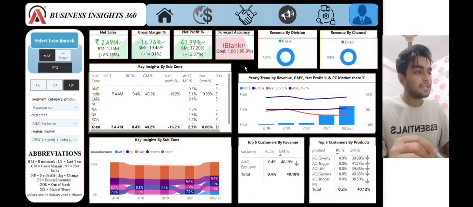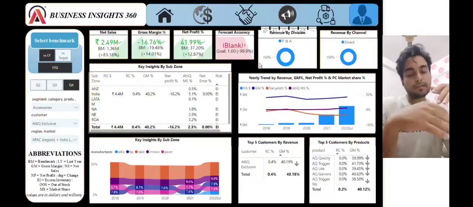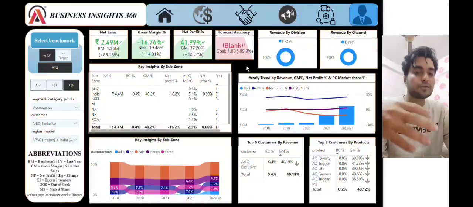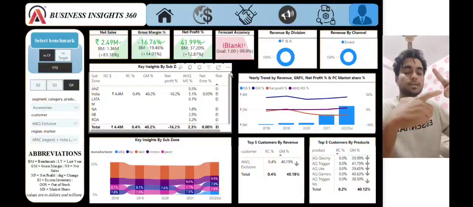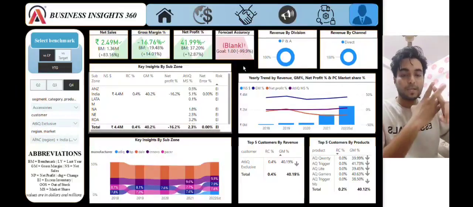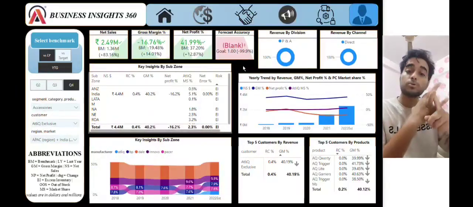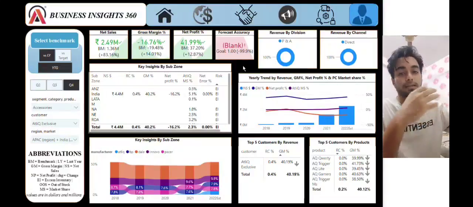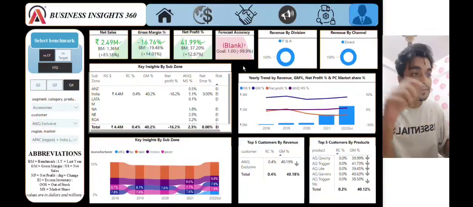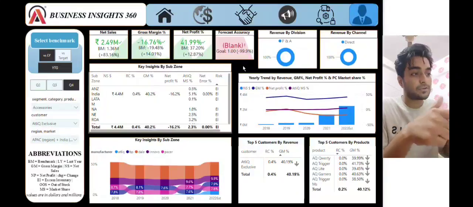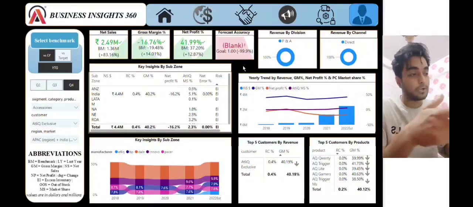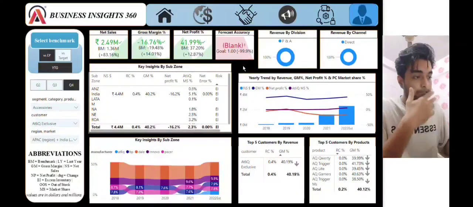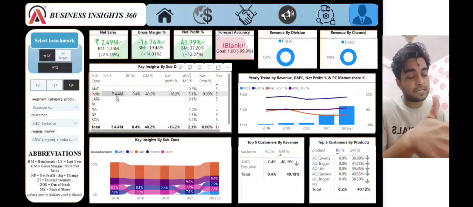Now, key insights by the subzones. What it means is that there are several subzones in which Atleek Exclusive or several other stores start selling their products. We need to see, by those zones, which products have made more sales and which products have made no sales. Regarding that, different stakeholders can take different decisions. We have selected India. In India, the net sales were 4.4 million. We have seen that the gross margin percentage is 40.2%. Net profit is negative. And for it, there's a card that shows us key insights by the subzone.